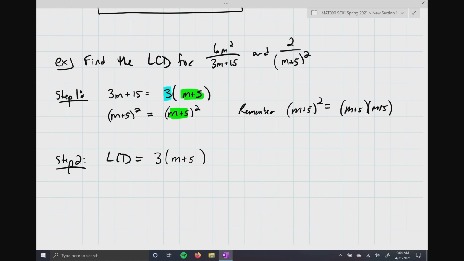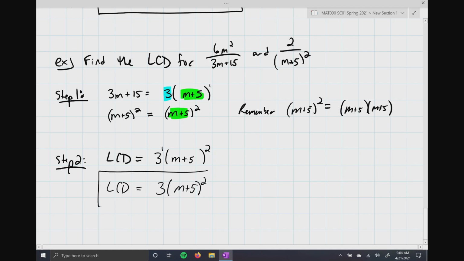So the number 3, I only see one of them. So it's 3 to the first. The m plus 5, you were looking for the number that is repeated the most in any factorization. In the first factorization, it's only raised to the first power. But in the second, it's raised to the second. So your LCD is 3 times the quantity of m plus 5 to the second power. Does that make sense, everyone? Are we all on the same page so far?